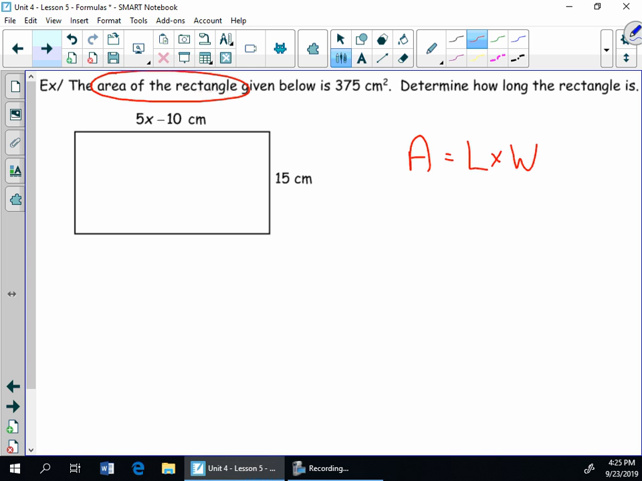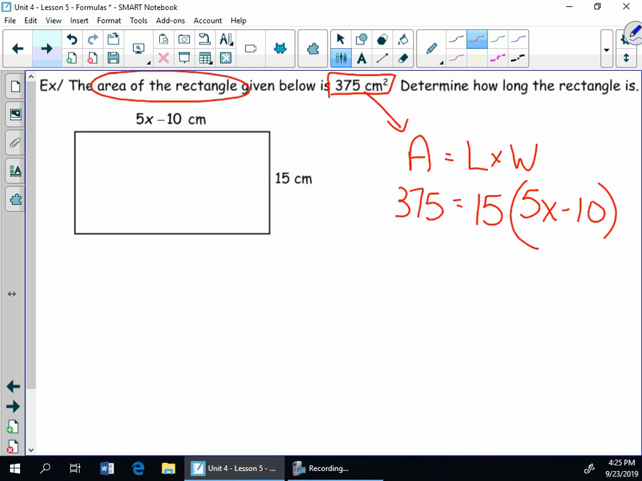What do I know? Well, the area of the rectangle given below is 375. That can go in for area. The length and width of this, well, I've got two different dimensions. I pick one for length and one for width, and I have to multiply them together. So in this case, I think it makes sense to make my length 15 and my width 5x minus 10. I put it in brackets to remind myself I'm multiplying.